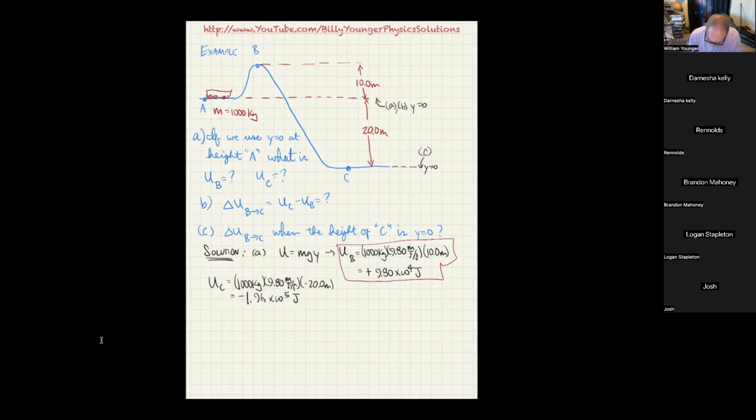And that's joules as well. So now we've done part A. Anybody have any questions on that? Now, part B and C are really the most important parts.